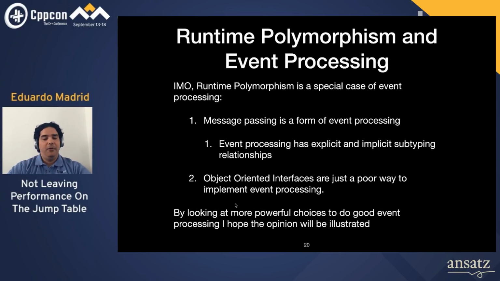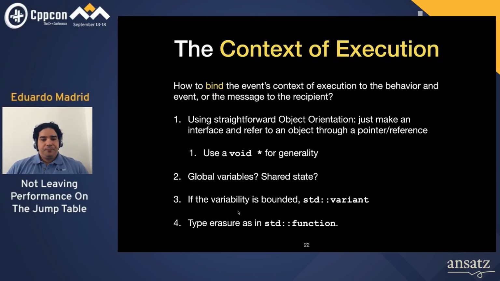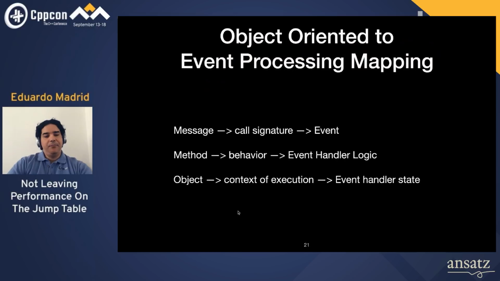But let's go back to the mapping between runtime polymorphism and event processing. A message through a call signature is an event. A method refers to a behavior, or it is an event handler logic. An object has a context of execution. An object has a state, which is the same as the event handler state. I would posit, and this is an opinion that allows me to explain things more easily, that all of dynamic dispatch in classical object orientation are specific cases of event processing. So if we study just event processing, we are also going to be studying runtime polymorphism in general.